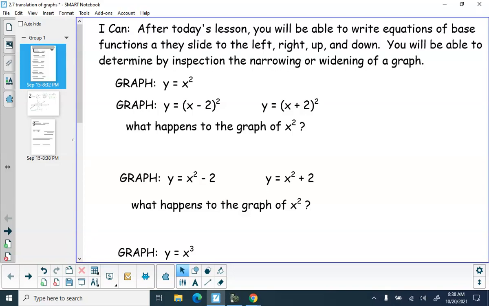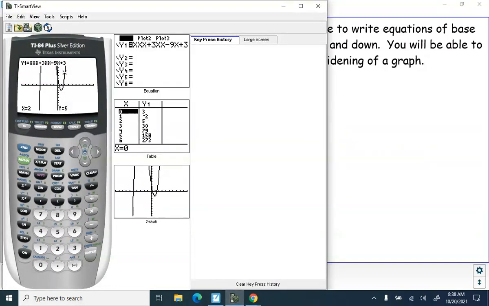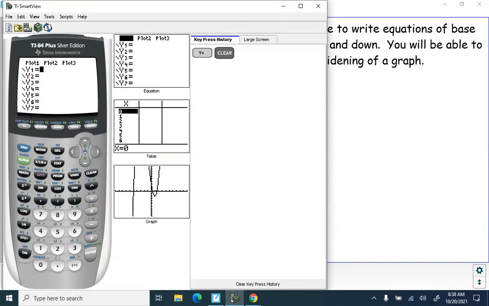What I want you to do in your Y1, I want you to type in, if you have a function here, you're going to have to clear it out of there. Make sure you zoom and you hit Z6. That standardizes your graph to negative 10, 10 on both the X and Y axis.